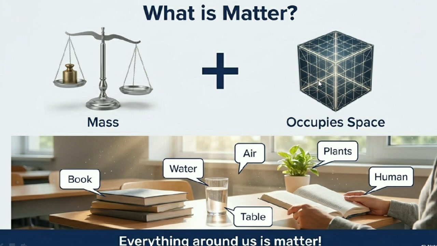Let us identify some examples of matter around us. Some solid examples are desk, book, pencil. Liquid examples are water, milk, oil. Gas examples are air, oxygen and carbon dioxide. Since all of these have mass and occupy space, they are matter.